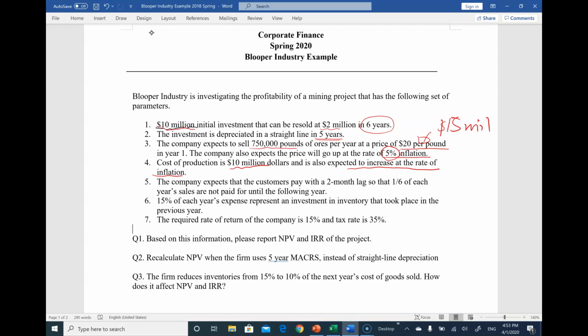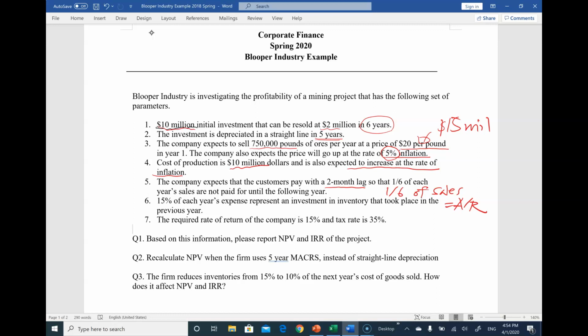Now, the next set of information is about the working capital. The company expects the customers to pay with a 2-month lag. So 1/6 of each year's sales are not paid until the following year, which means that 1/6 of the current year's sales will be recorded as accounts receivable. This will be a part of the investment in the working capital.